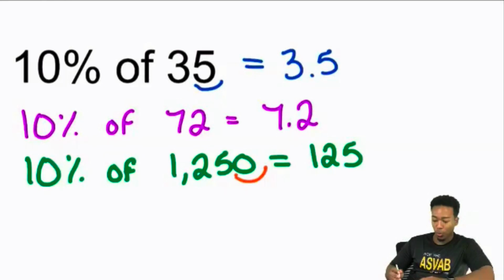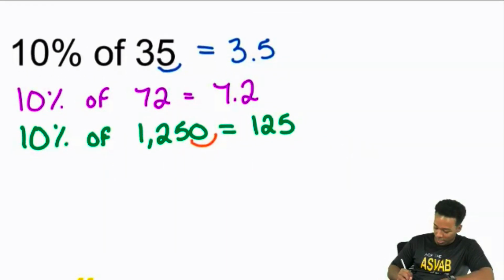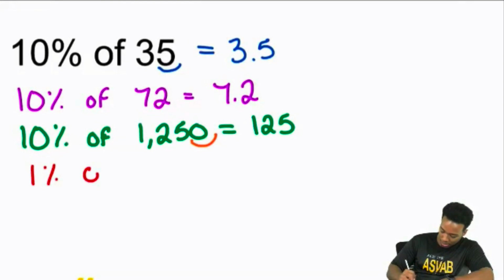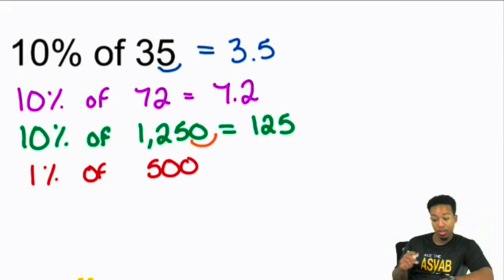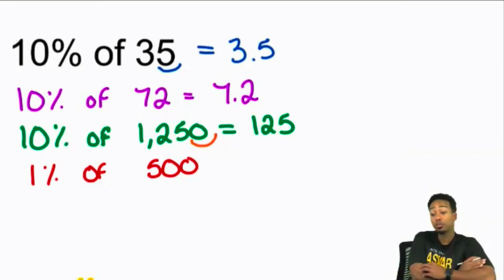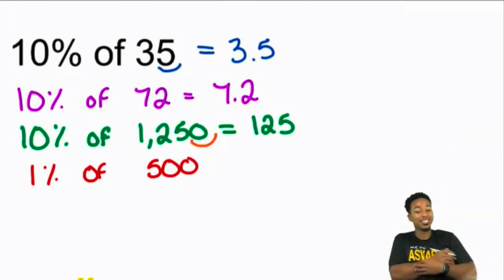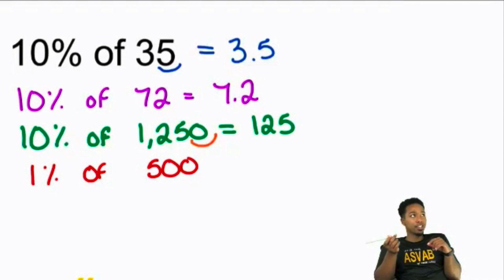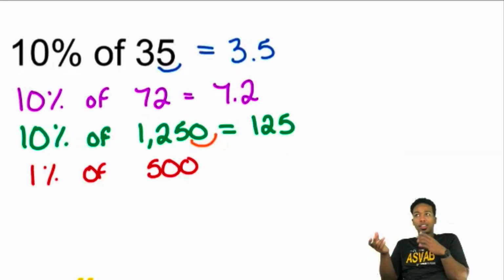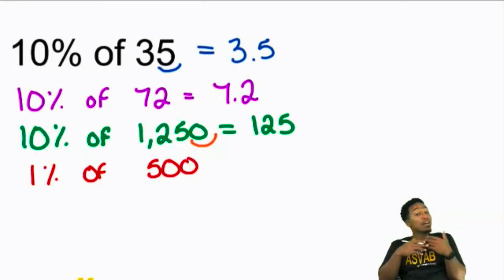Let me give you a little twist. What if we did this? What is 1% of 500? What would that be? Let's see who knows. Because 10% is like dividing by 10. How many times does 1 fit into 100? 100 times. So that's dividing by 100. If we're dividing by 100, how many times do we move that decimal place?